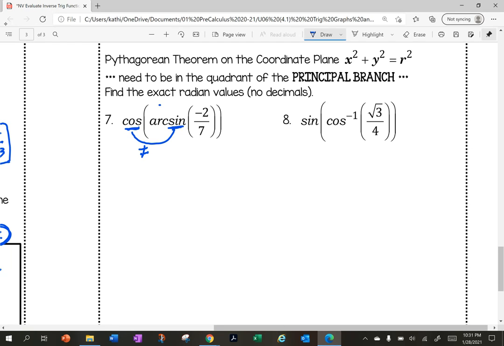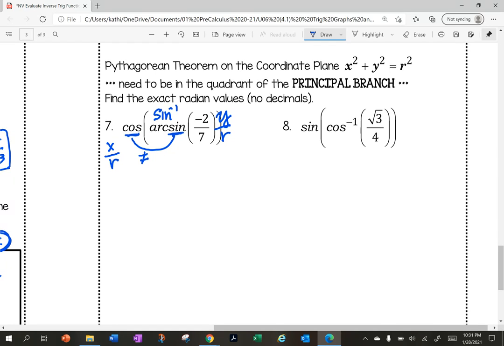So this is saying the sine inverse of -2 divided by 7, and then I want to find the cosine of this angle. The cosine of this angle is going to be x divided by r, but I don't know what x is. Right now I know sine is y divided by r, so I'll need to solve for x divided by r. The relationship I'm using is the Pythagorean theorem because I'm on the coordinate plane.